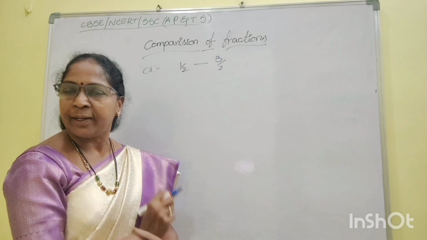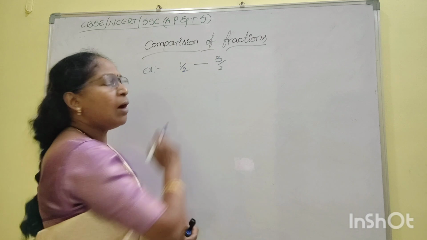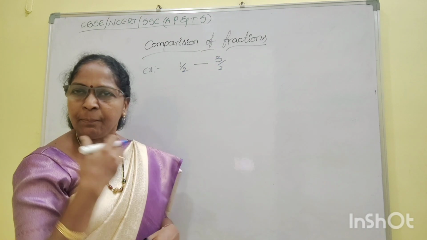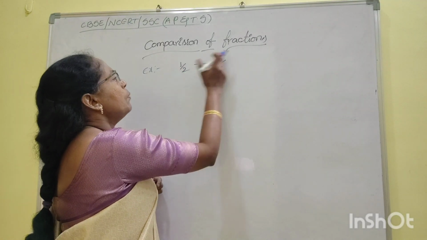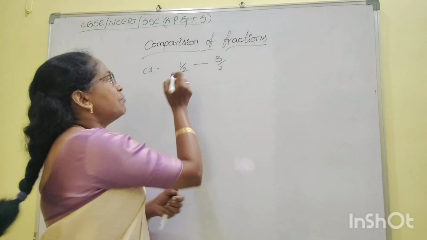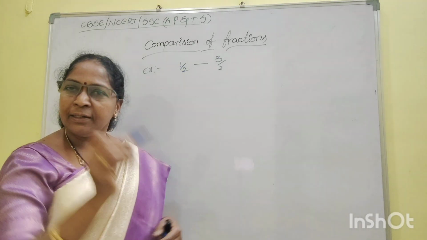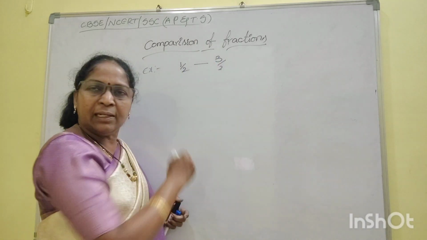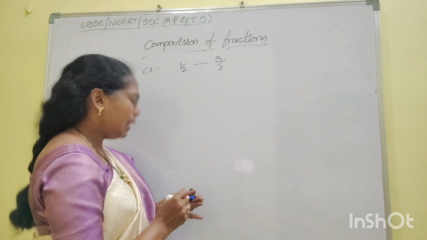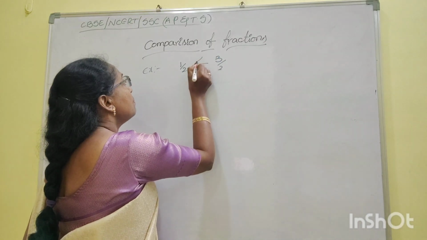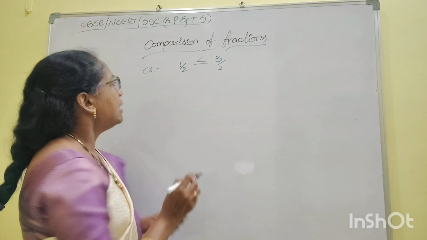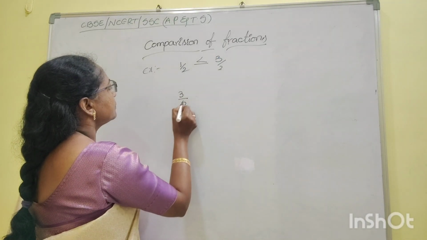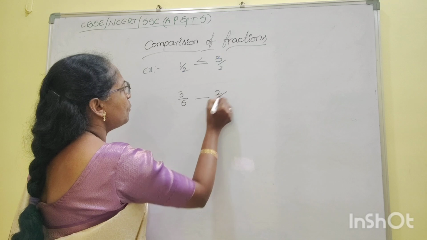Find out. How can you find out? Here these two are like fractions. Whenever like fractions are given, then simply you can write. Why? Because numerator values you have to consider. If the first number is small number, then you have to write less than. Why? Because 1 is smaller than 3. So simply you have to write here less than symbol. Right? So for example, another question is here 3 by 5 dash 2 by 5.